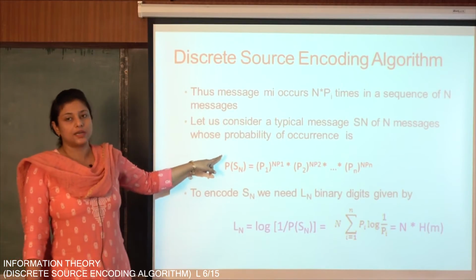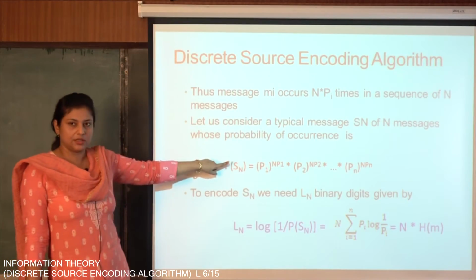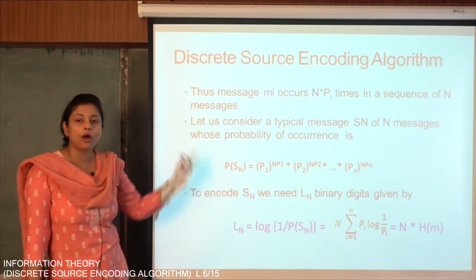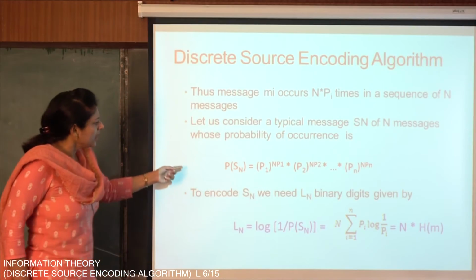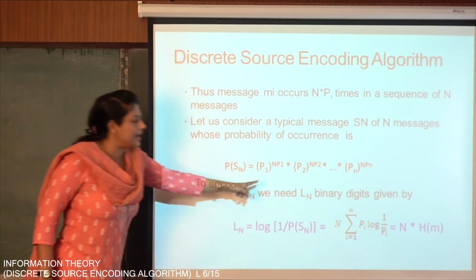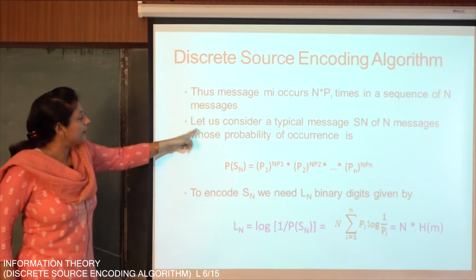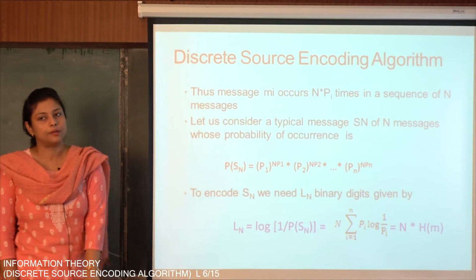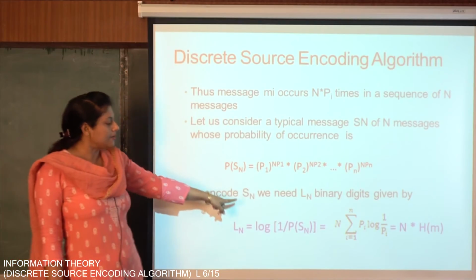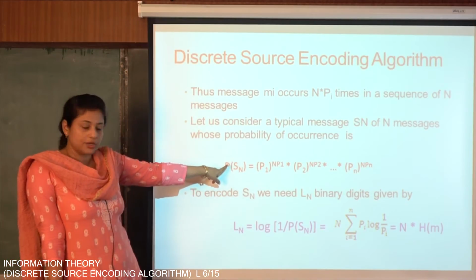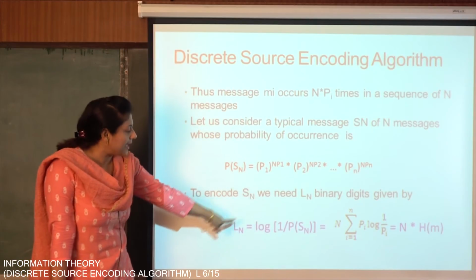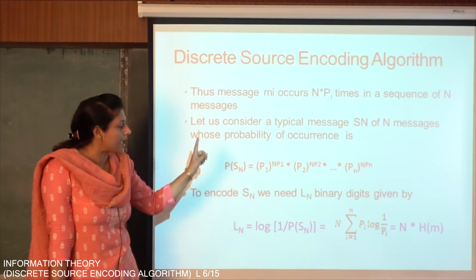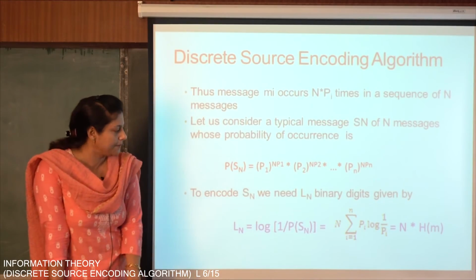Now we have studied earlier that in order to encode this we need to calculate the number of information bits, and that is given as log of 1 by P of Sn. So if ln is the number of digits required to encode this message Sn, we can write ln as log of 1 by P of Sn. Now if you calculate it and put the values in this equation, then we find that the value comes as N times the summation of i equal to 1 to n of Pi log of 1 by Pi.